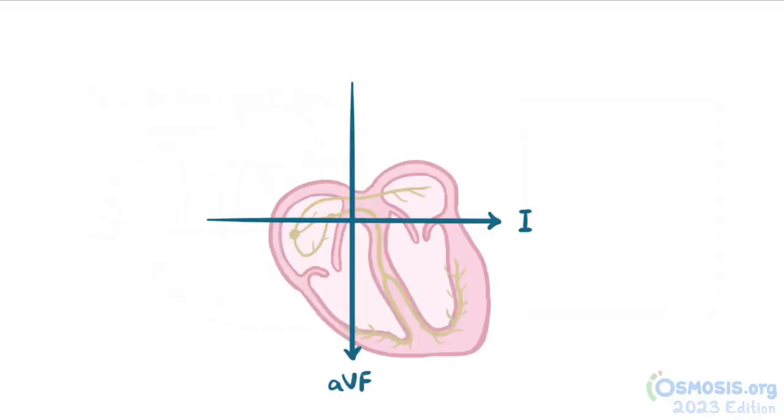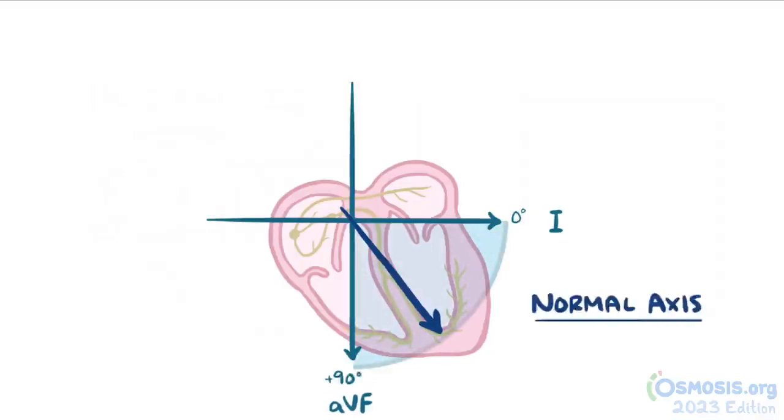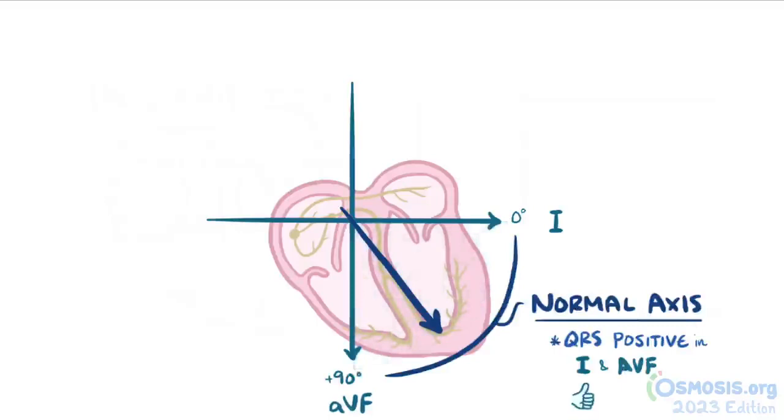AVF, on the other hand, points downward, so any vector pointing downward will be positive in AVF. Looking at our overall vector from before, it's pointing both down and to the left, both positive, so it's in the bottom left quadrant between 0 and plus 90 degrees, and that's a normal axis. If it's positive or up on an ECG and 1 in AVF, you can imagine that's like seeing two thumbs up, meaning that everything's okay.